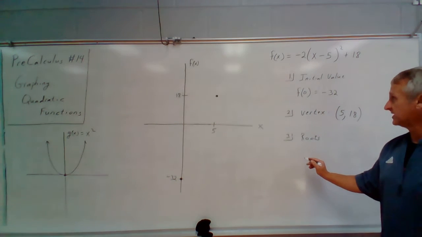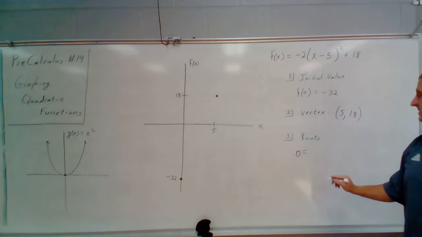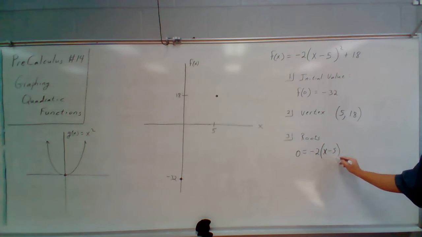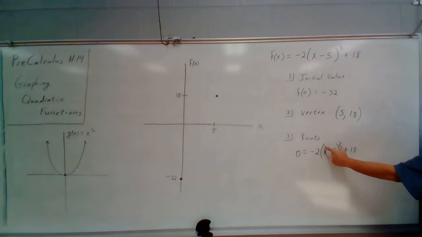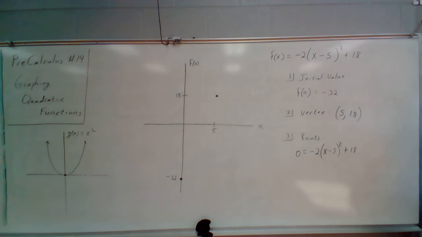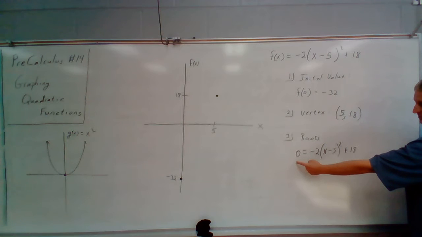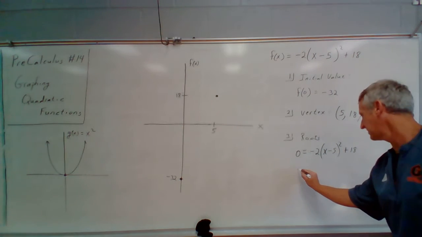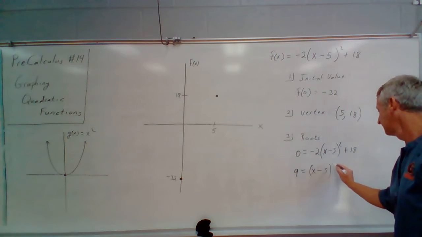To find the x-intercepts, I'm going to plug 0 in for y. So if I put 0 in there, I get 0 is equal to negative 2 times x minus 5 squared plus 18. So this is easy to solve. I'm just going to isolate the part being squared and then take the square root of both sides. So subtract 18 from both sides. I'll have negative 18. Divide both sides by negative 2, and I'll get 9 equals x minus 5 squared.